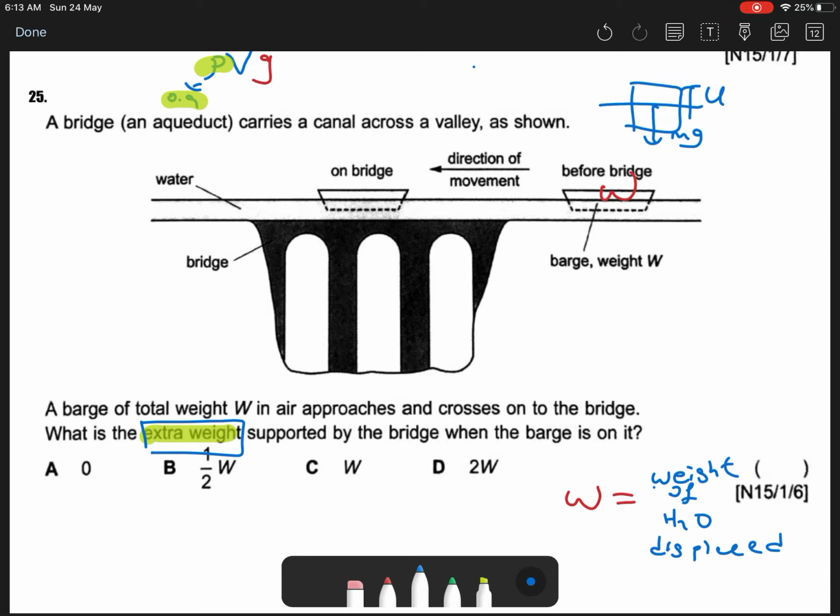Okay. So, when we add a W onto the canal, there's an extra weight of W. Okay. So, 它这里已经有一个 W 了,在这里. Okay. When I move 到这个 bridge, there's no extra weight. There shouldn't be any more extra weight. So, 答案是 A.